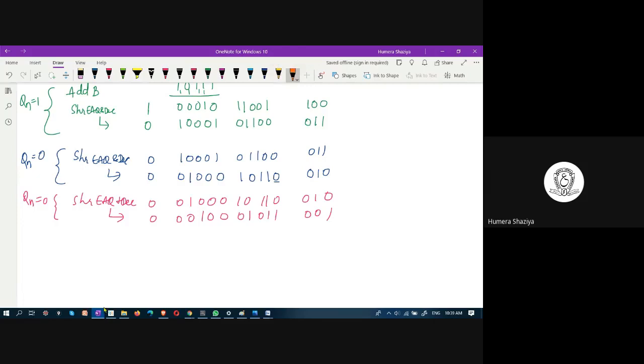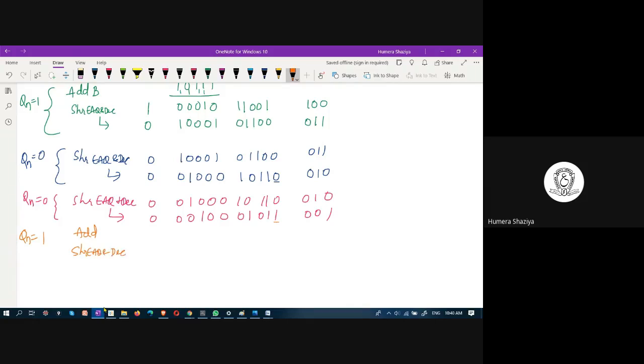Next, what is the value of Qn? It is 1 now. Qn equal to 1. Because Qn equal to 1, you have to perform 3 operations: add, SHR EAQ, and decrement.